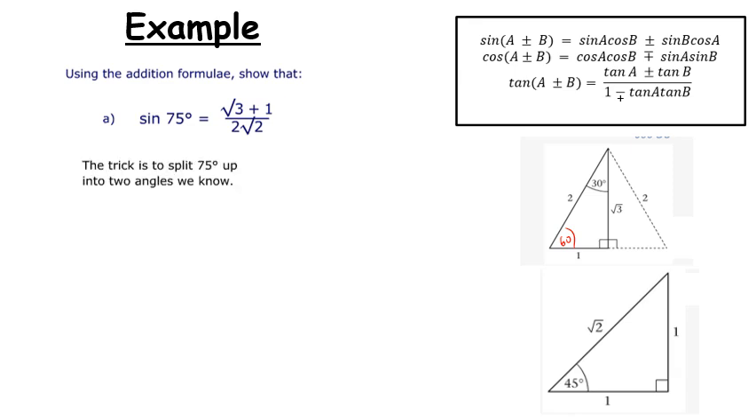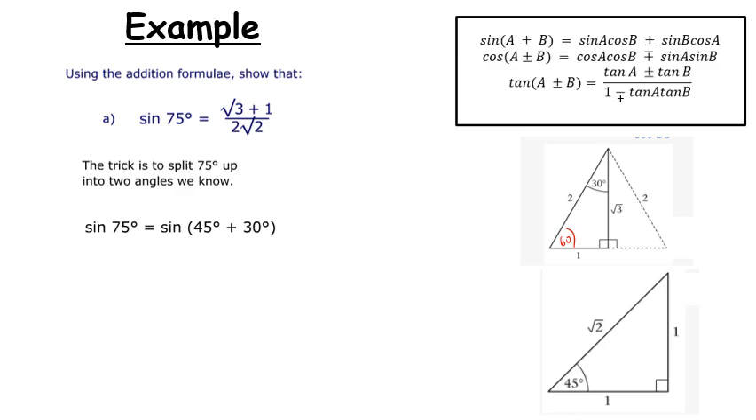So the trick on this sort of question is to split the 75 up into 2 angles that you know more about. So looking at the numbers that we know quite a lot about, 45 and 30 would be good ones to use for this, because of course 45 and 30 is the same as 75.